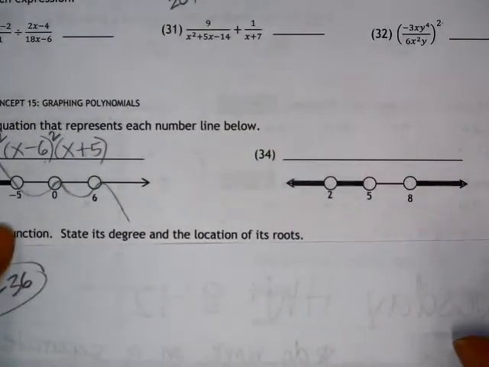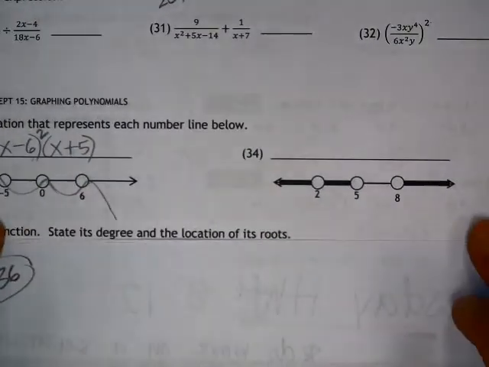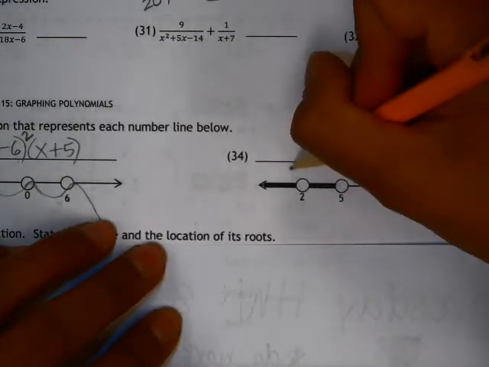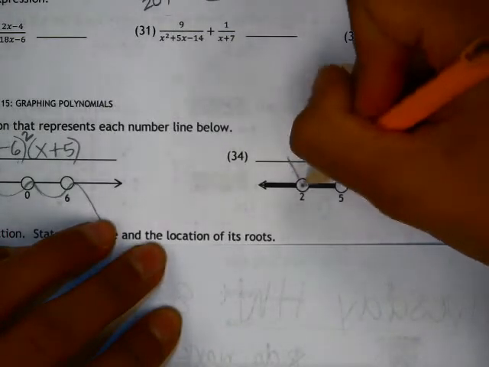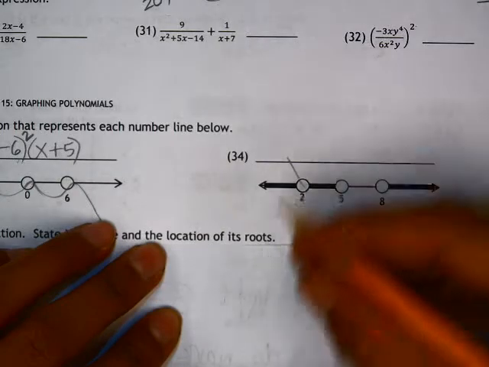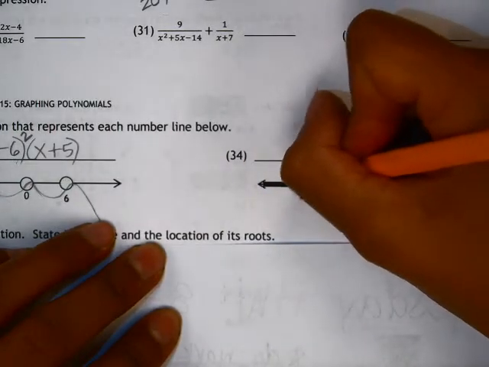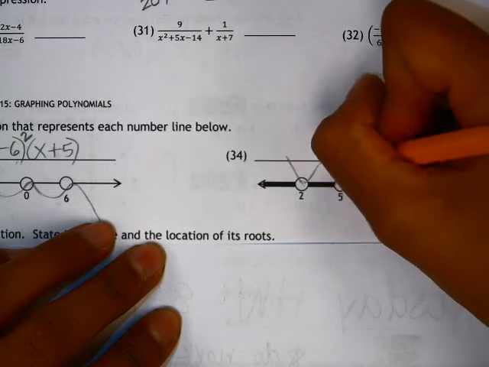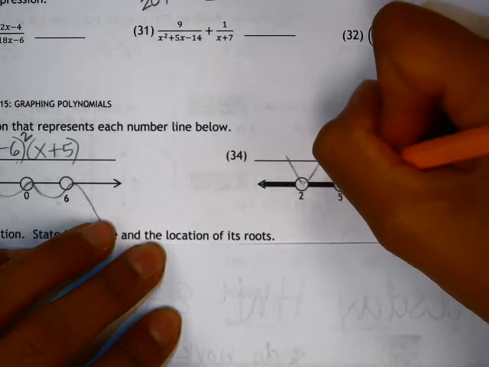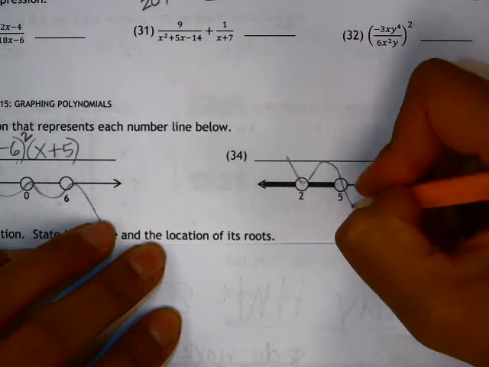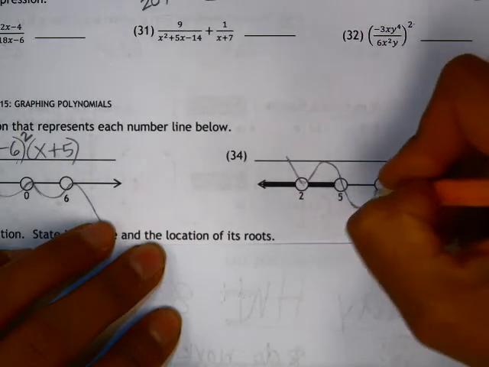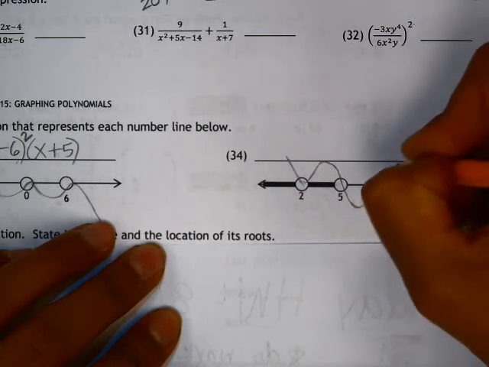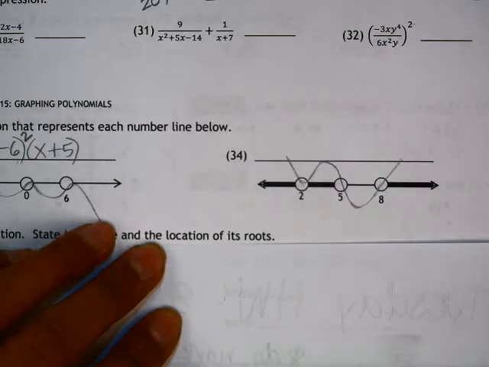Now on number 34, let's again sketch what the graph would look like based on the number line. So we have a graph that is positive when we're less than 2, a graph that's staying positive between 2 and 5, and it is turning negative after 5. And then when we get to +8, the graph becomes negative once again.